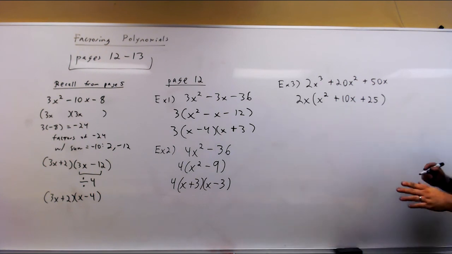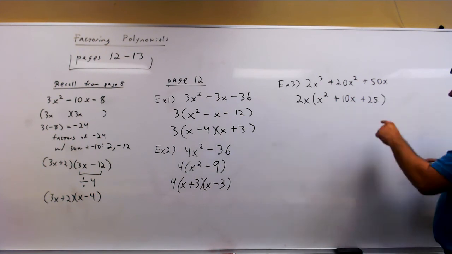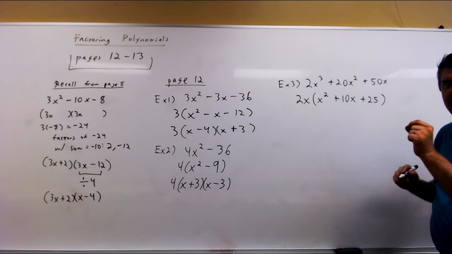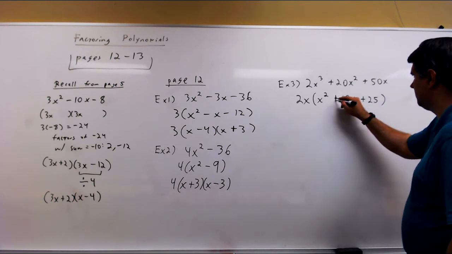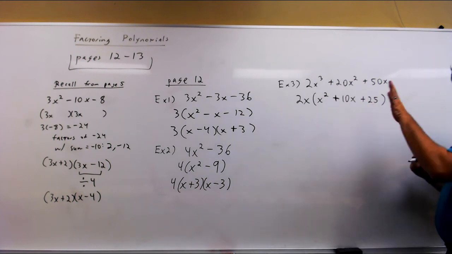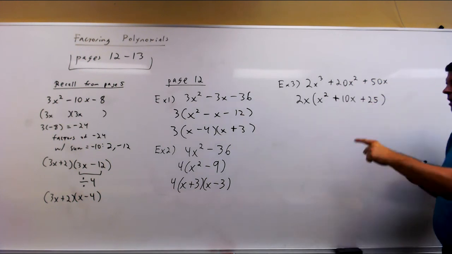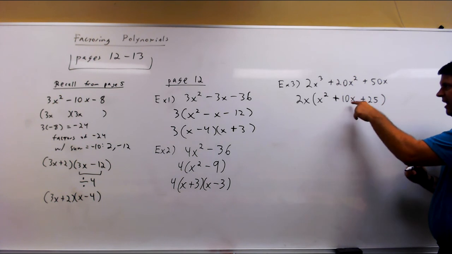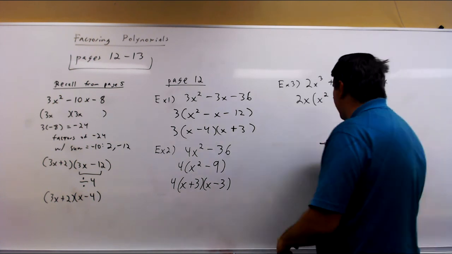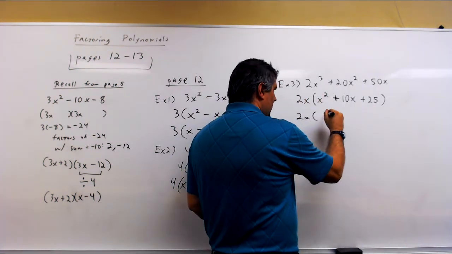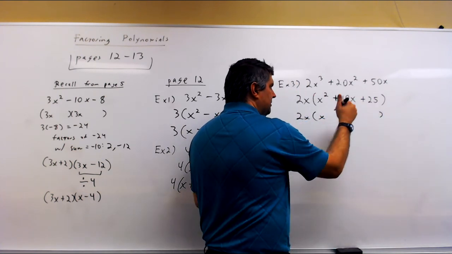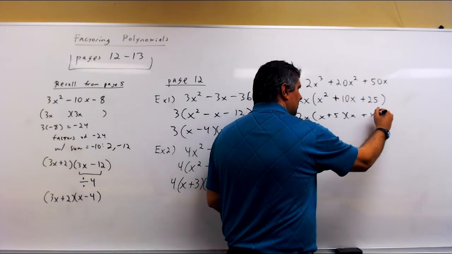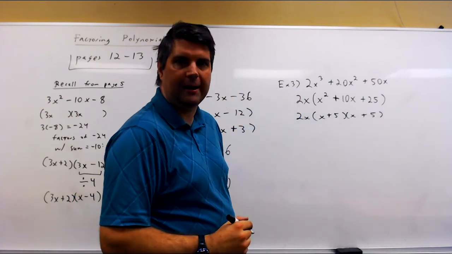Now, before I assume I'm done, I need to see if there's a pair of factors of 25 that add up to 10. And there is. 5 and 5 are a pair of factors of 25 that add up to 10. So I have 2x, x, x. The pair of factors of 25 that add up to 10 are 5 and 5.